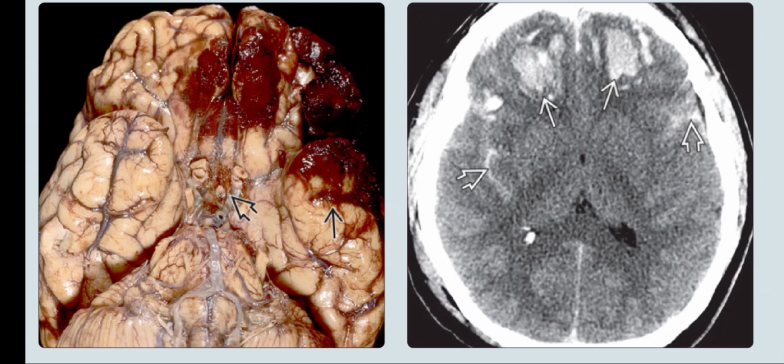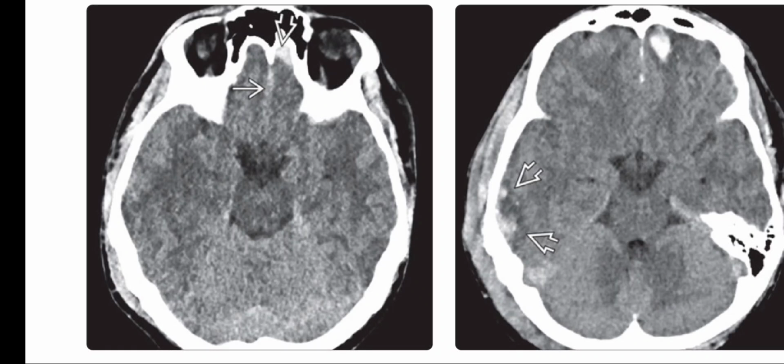Left is the gross pathology of the brain from a patient who died from severe closed head injury, and it shows the bifrontal temporal hemorrhagic contusions as well as the traumatic subarachnoid hemorrhage in the suprasellar cistern. Right image is the non-enhanced CT scan, and it shows the extensive frontotemporal contusions and the traumatic subarachnoid hemorrhage in a patient with severe brain injury.